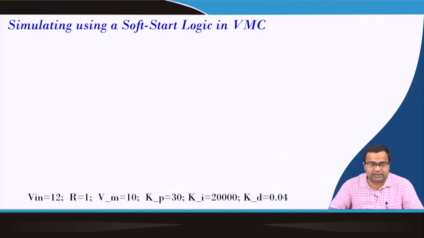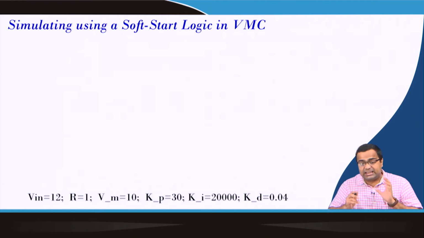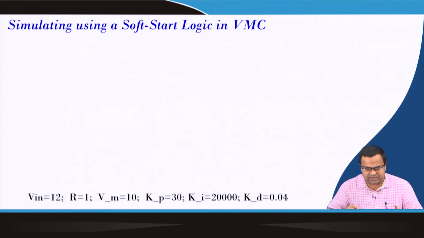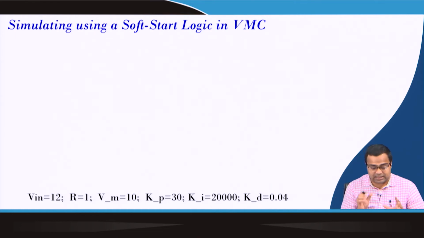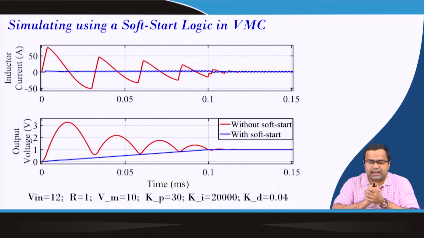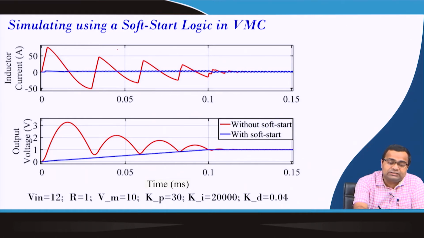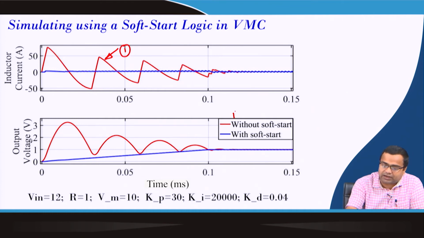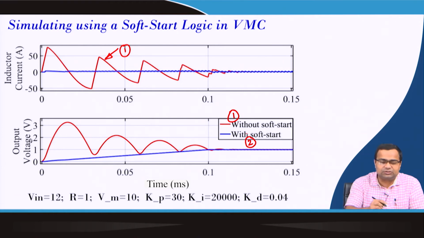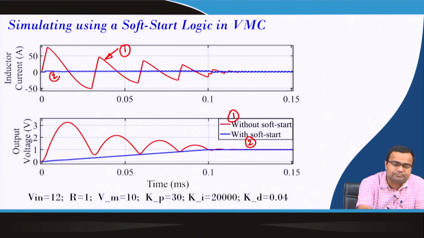Now, my next question, can I reduce the startup transient that we have discussed? Here I am showing a scenario. The red one, which was the original one, number 1, is without startup, and the blue one is with startup. So, this is my with startup. What I am doing?